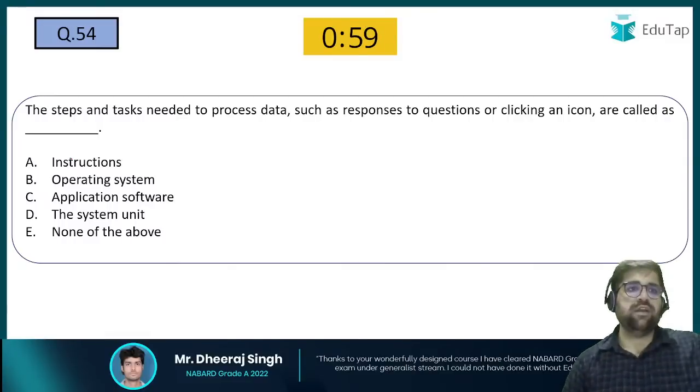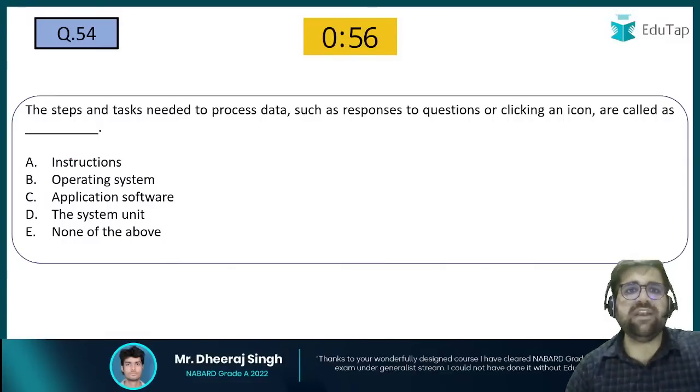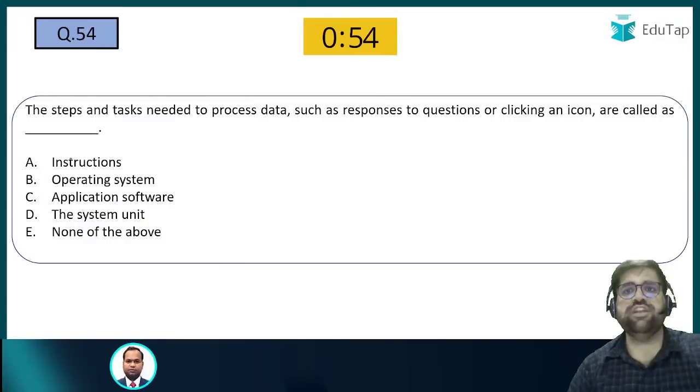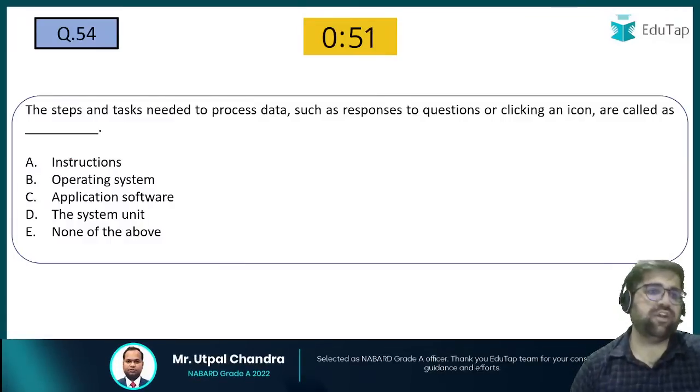Question number 54. The steps and tasks needed to process data, such as responses to the question on clicking an icon, is called what?